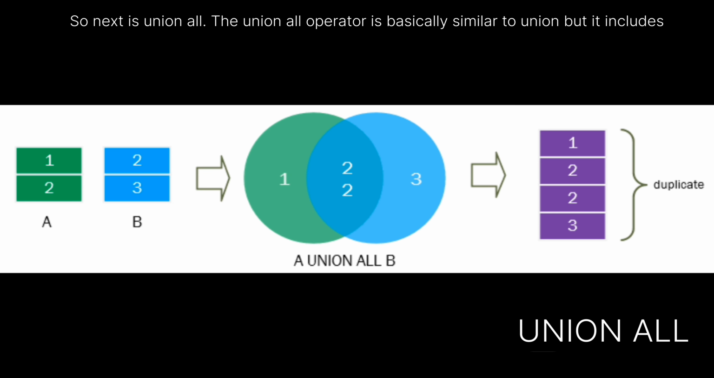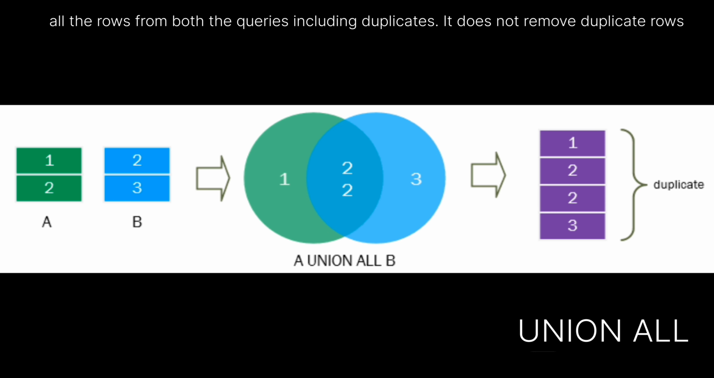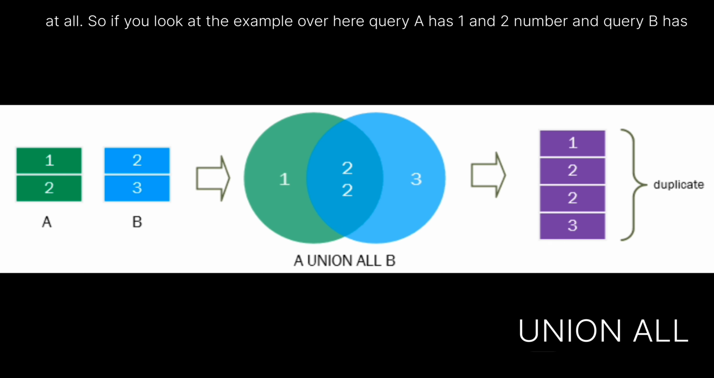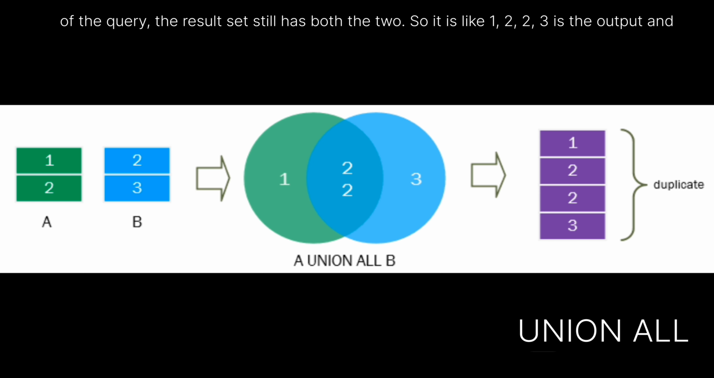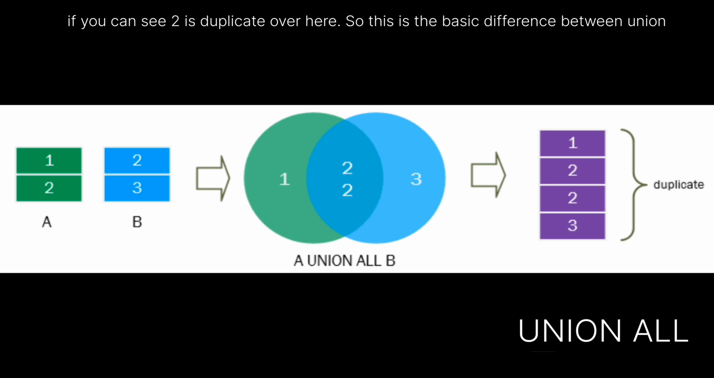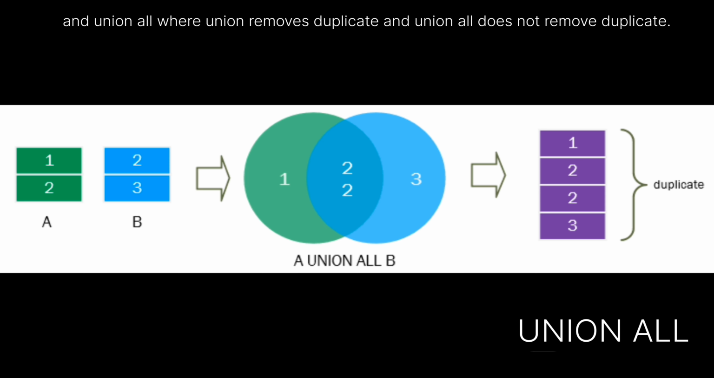Next is union all. The union all operator is similar to union, but it includes all the rows from both the queries, including duplicates. It does not remove duplicate rows at all. If you look at the example over here, query A has 1 and 2 and query B has 2 and 3. If you perform query A union all query B, 2 being common in both queries, the result set still has both the 2's. So the output is 1, 2, 2, 3, and you can see 2 is duplicated. This is the basic difference between union and union all, where union removes duplicates and union all does not remove duplicates.